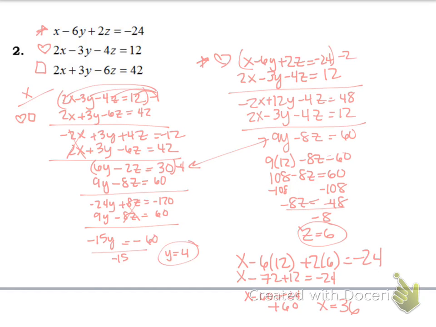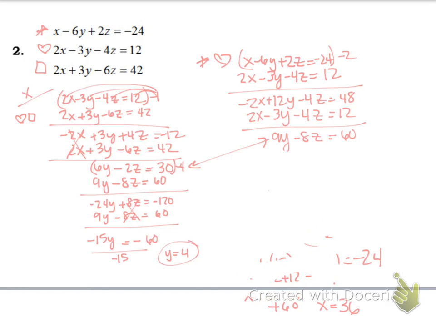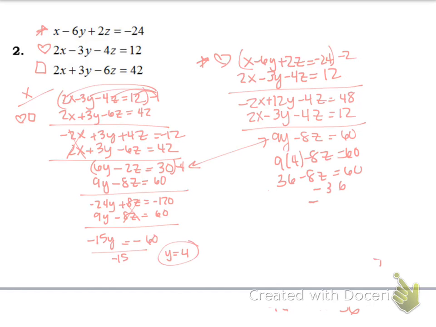I'm going to erase it, because my numbers were way too big. So let's replug this 4 back in and solve. So I get 36 minus 8z equals 60. If I subtract 36, I get 24. Divide by negative 8. I get negative 3. And now we're going to plug that into a triple variable.